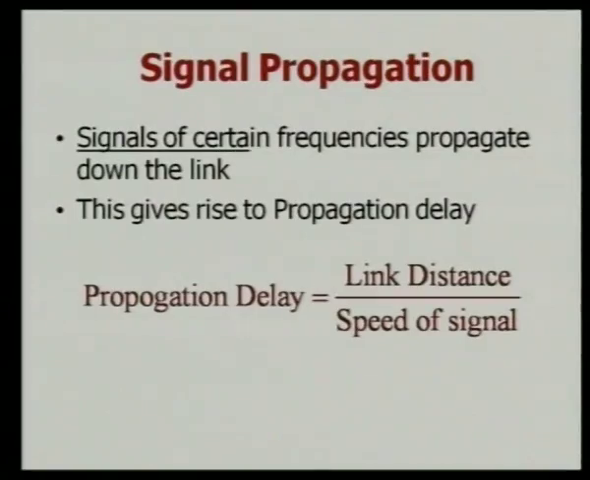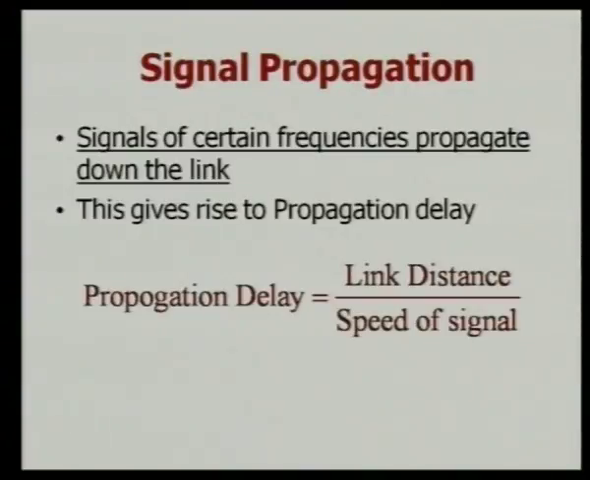Okay. So next let's look at how these signals propagate down the line. Now we have signals. We know that they could be analog signals or digital signals. Whatever be the signal, let's look at what actually happens in terms of propagation of the signal. Now what do we mean by signal propagation? The signal is going to travel down the link.